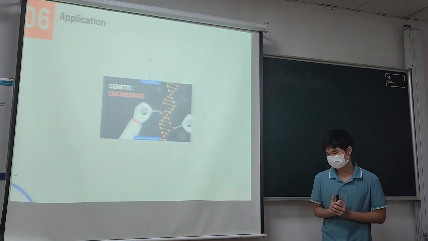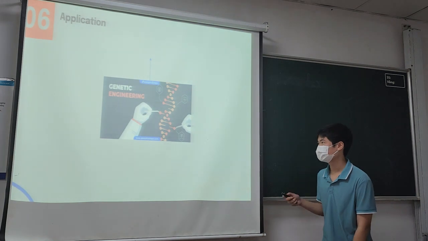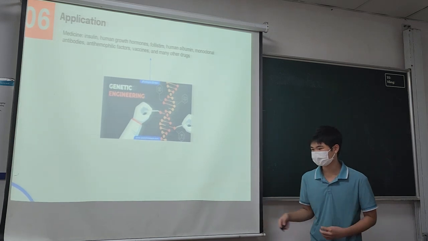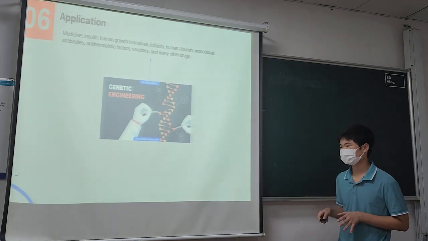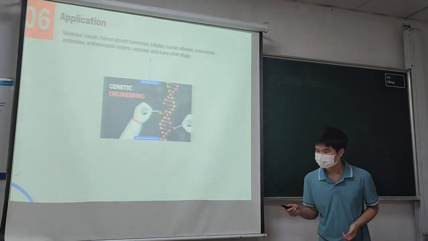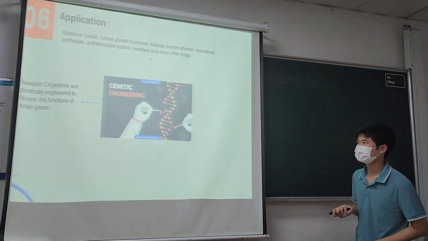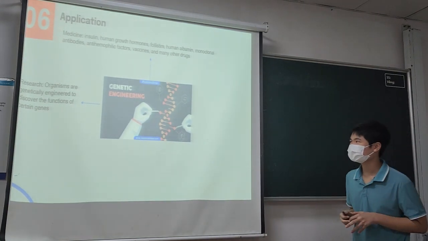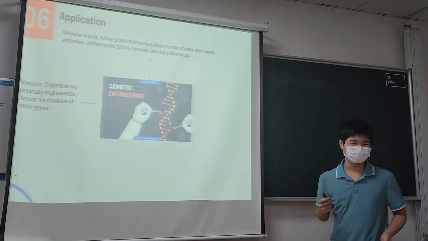The last upside of gene and DNA is genetic engineering. It can be used in medicine, where it can make a lot of types of medicine, like the vaccine or the insulin. Then it can also be used to do research, and organisms are genetically engineered to discover the function of certain genes.